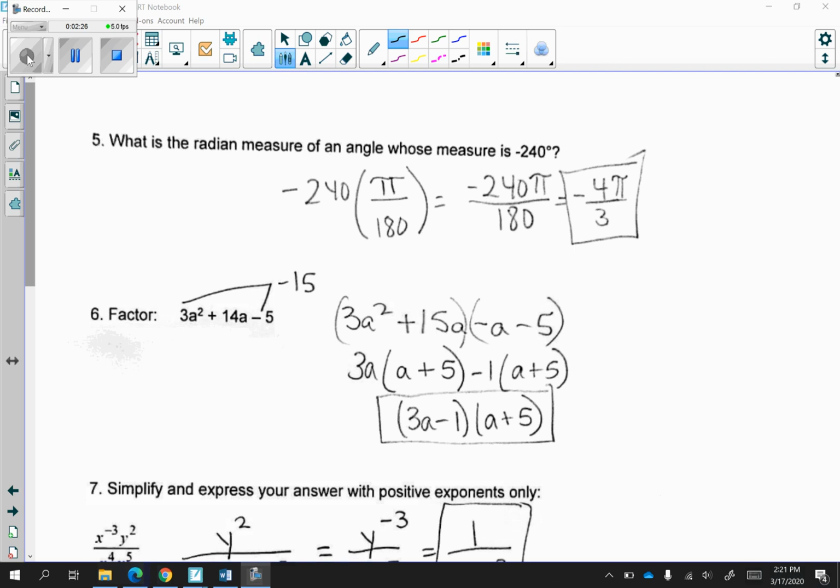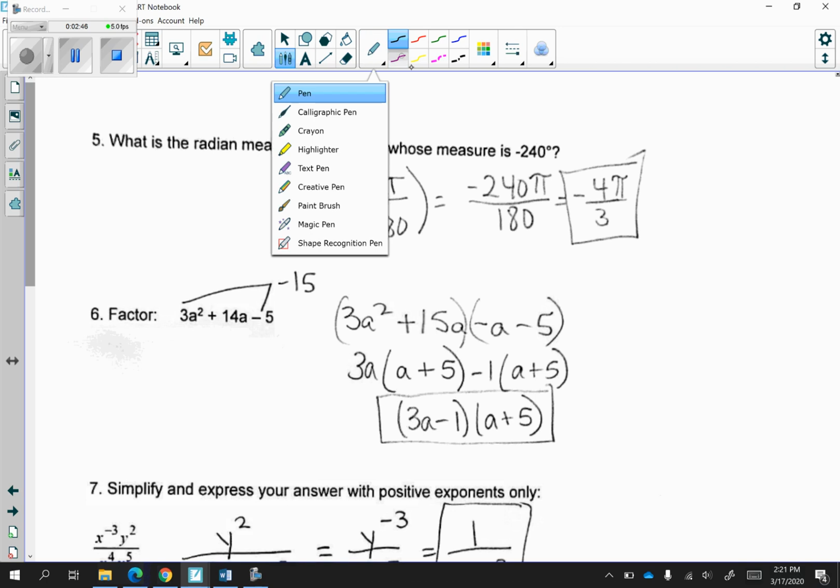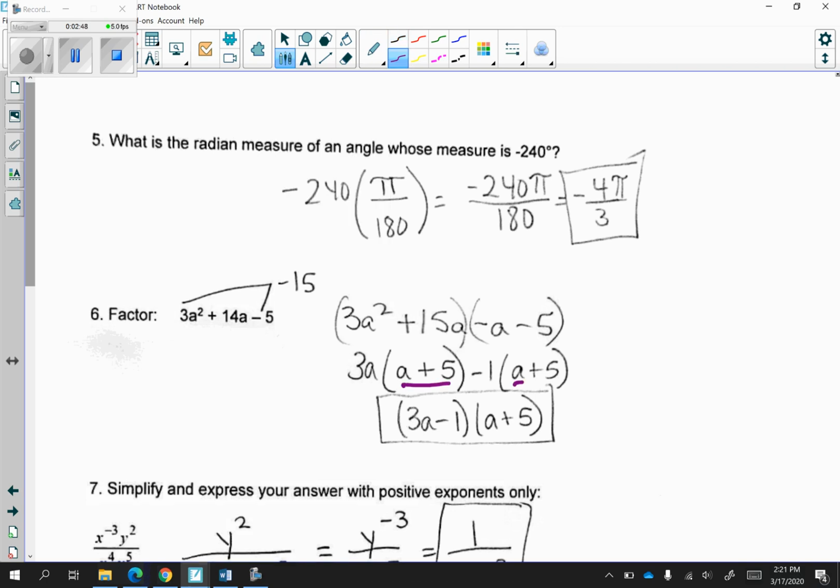Number 6 is a factoring question, 3a squared plus 14a minus 5. Multiply 3 times negative 5 to give you negative 15. And what multiplies to negative 15 and adds to 14? 15 and negative 1. This becomes a grouping question. Group the first two terms together, the last two terms together. Make sure the binomials in the parentheses match, which they do. And you're left with 3a minus 1 times a plus 5.